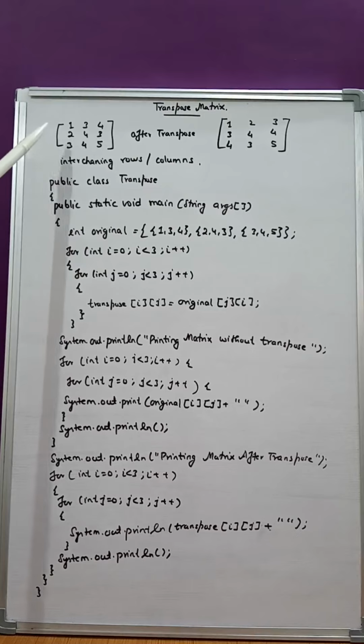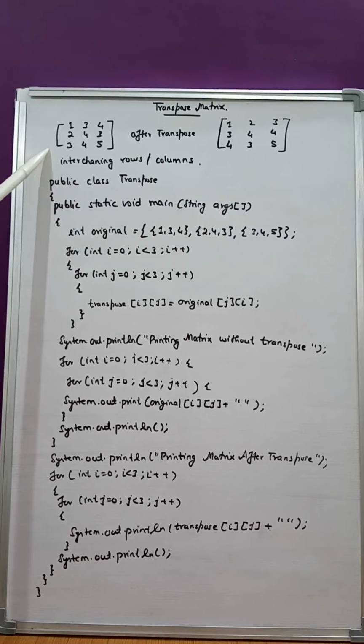So if you are calculating the transpose of a matrix, you have to simply replace the rows with the columns. The elements in the rows will be replaced with the elements in the columns. In this way the transpose of a particular matrix is calculated. We will be exchanging the rows and columns, and let's see how we will do it.